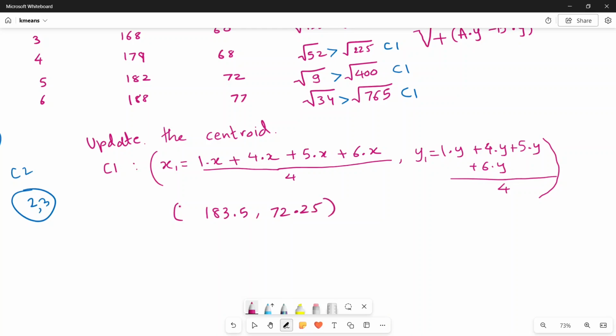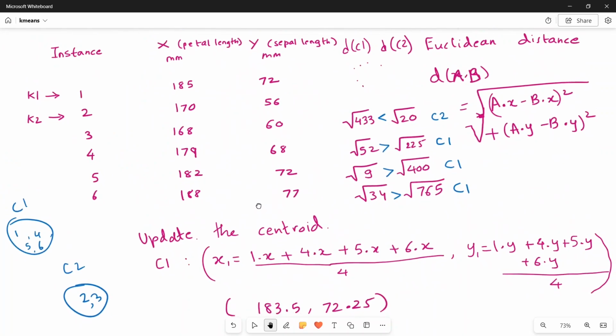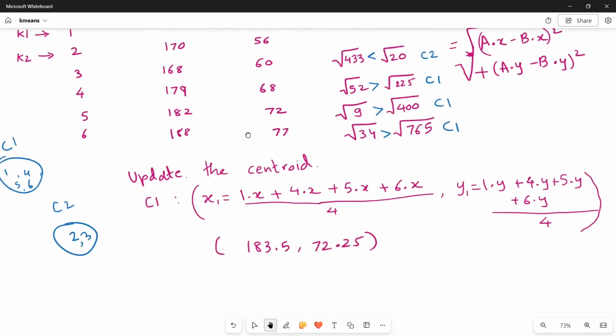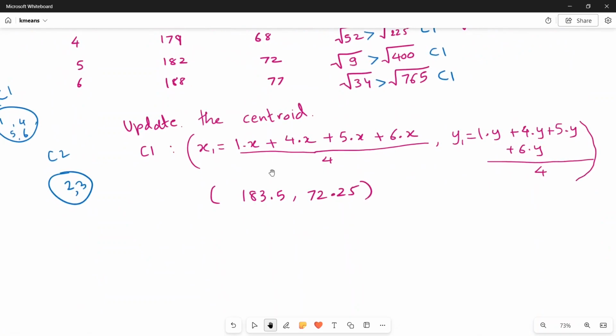Is this an actual point in our data set? Not any longer. For the first iteration we took two existing points just to begin somewhere, right? But now once we have calculated and updated the centroid, this need not be a point in our data necessarily. Similarly, C2, how will you calculate C2?